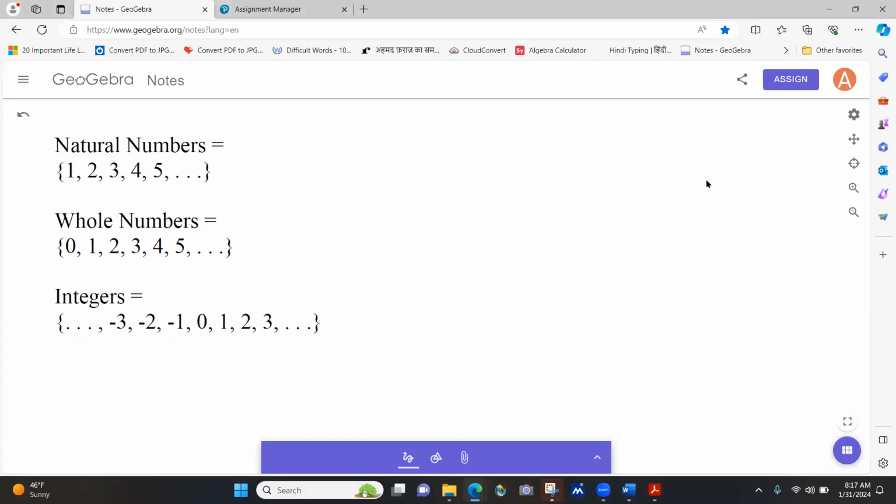So we're going to define fractions. Start from the very basic, okay? So what are natural numbers? Natural numbers are numbers like 1, 2, 3, 4. 0 is not a natural number.